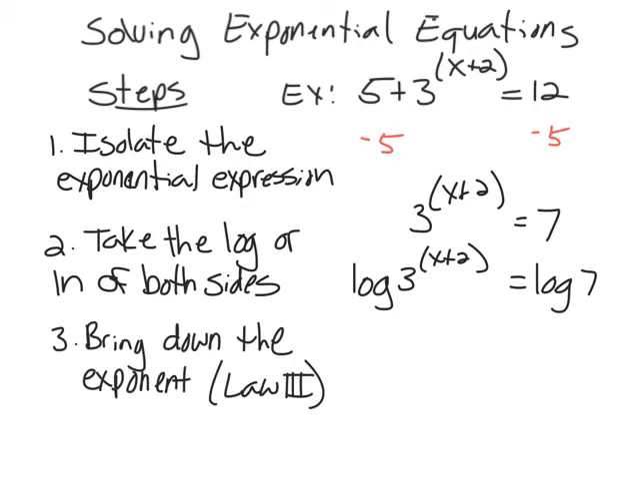So now that I take the log of both sides, I can use the third law to bring the exponent down in front. So that's what I'll do. I have x plus 2 times the log of 3, and that's equal to the log of 7.